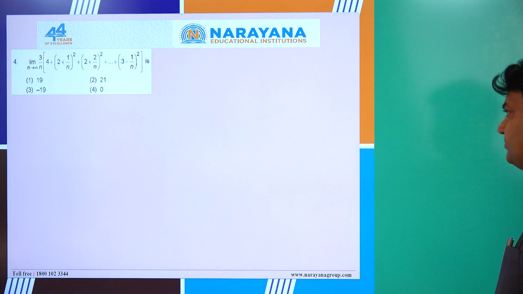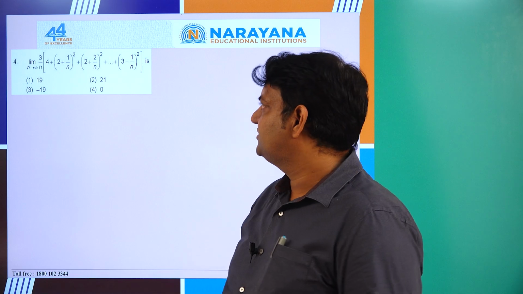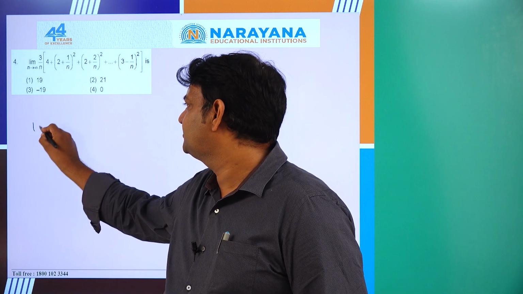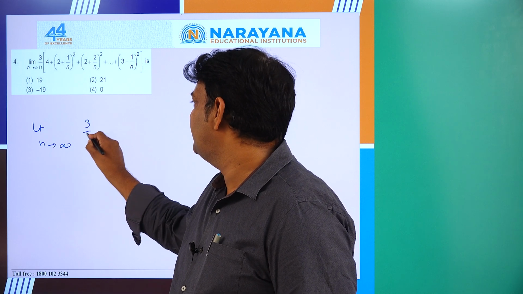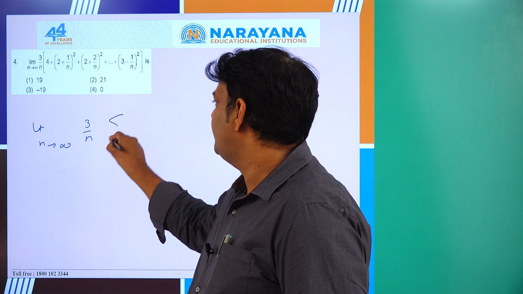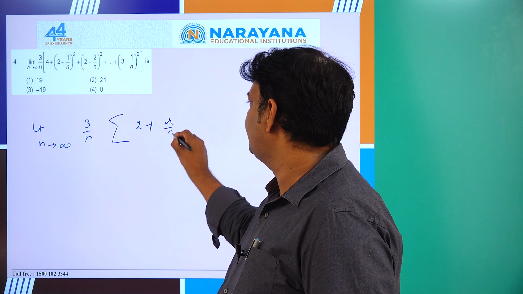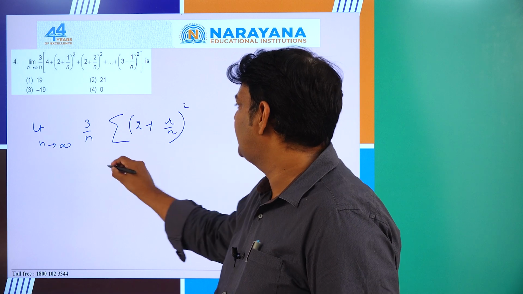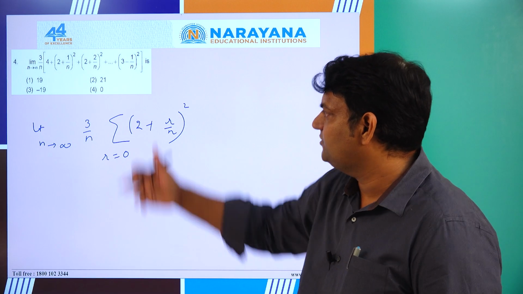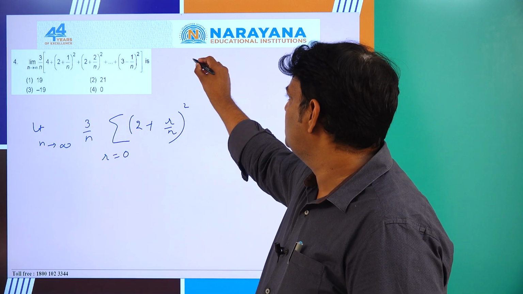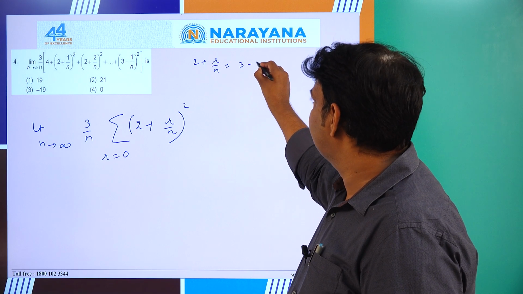Yeah, it's a good problem again. See that this is a definite integral as the limit of a sum. What you will do, first of all, you should try to write the problem in sigma notation. Limit n tends to infinity 3 by n sigma 2 plus r by n whole square, where r varies from, easily you can find the first value r is 0, but for the last value you have to do a little bit of work. That 2 plus r by n is how much? 3 minus 1 by n.